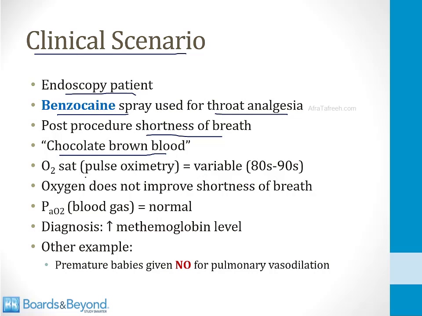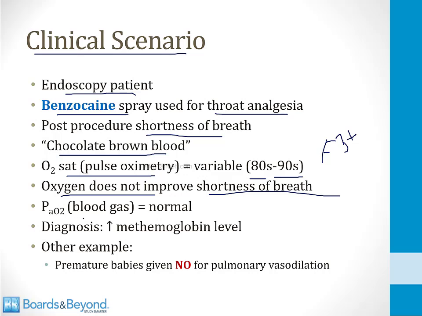Measuring the oxygen saturation by pulse oximetry is unreliable. The results are variable depending on the severity of methemoglobinemia. You can get results that are in the 80s, which represent hypoxia, but you can sometimes also get normal results in the 90s. Importantly, if you give the patient oxygen, that's not going to make them feel better, and that's because the problem is not insufficient oxygen. The problem is that iron is in that Fe3+ state, which doesn't like to bind oxygen.